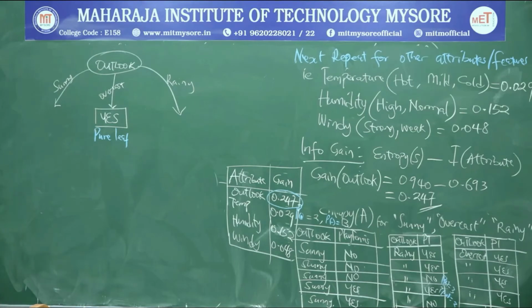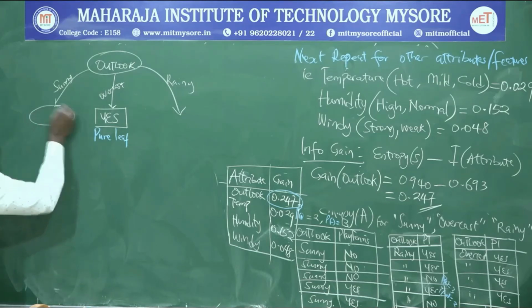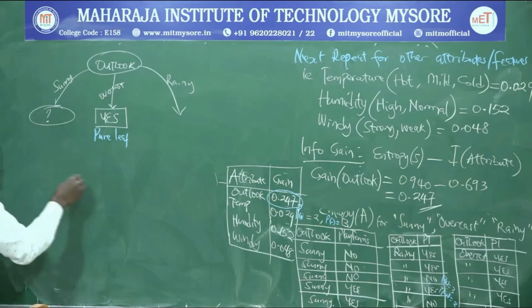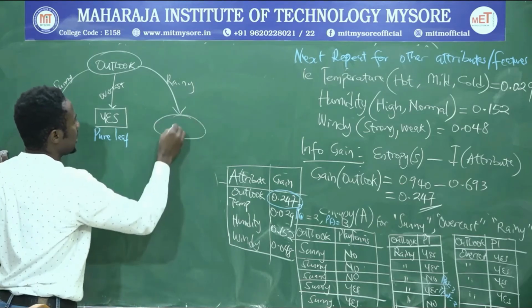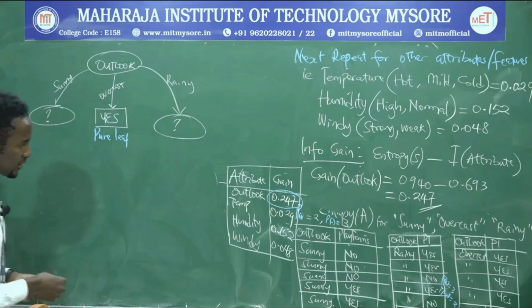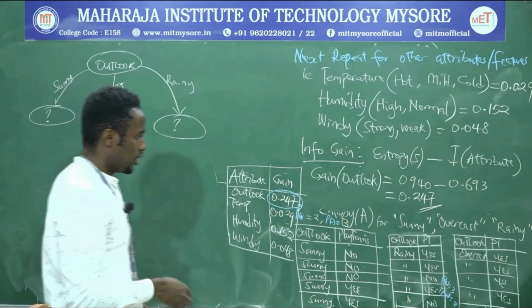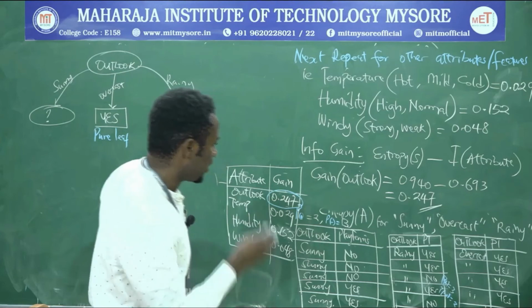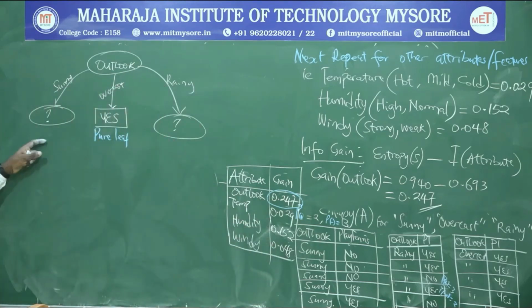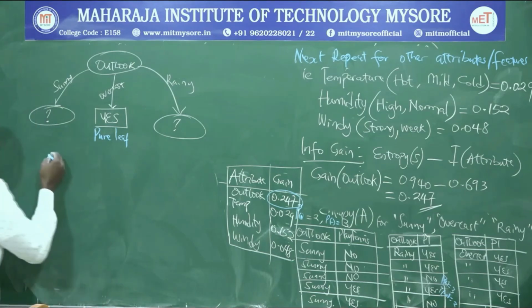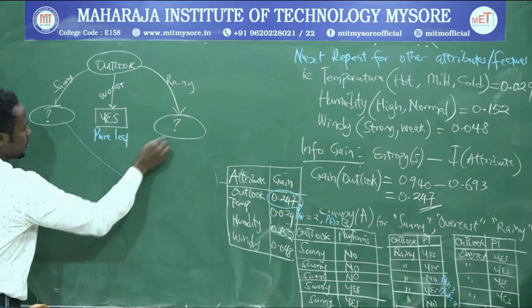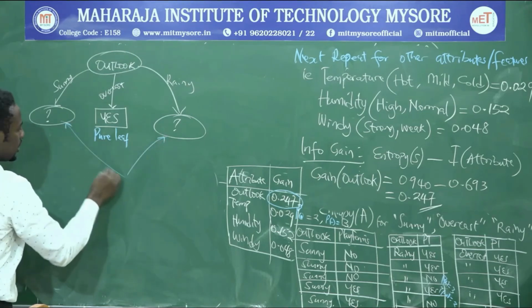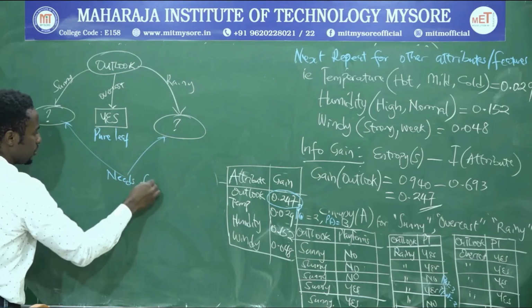Now, how about sunny? If I go to sunny and rainy, I need to know which one should come next, right? So that is where I will enter step 4. Why? If you go to sunny, you have yes, no. You go to rainy, you have yes, no. So I need to split these two. So these two now need further splitting. I hope you can see the board.